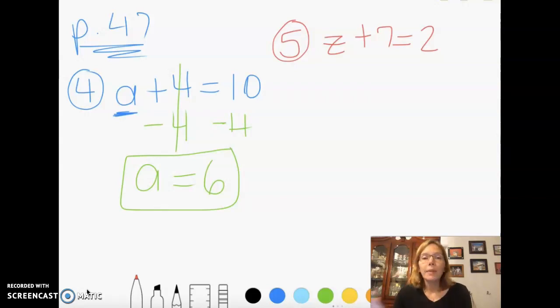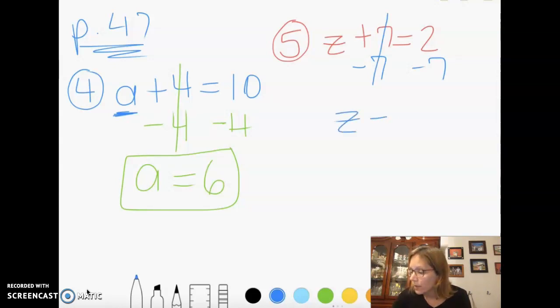All right, so I'm going to look at what's happening to the variable. I see a plus 7. So I need to do the opposite of that. The opposite of plus 7 is minus 7. And whatever I do to one side of the equation, I have to do to the other. Now, the plus 7 and the minus 7, again, cancel each other out. That's what we want to happen. We want to get the variable alone.